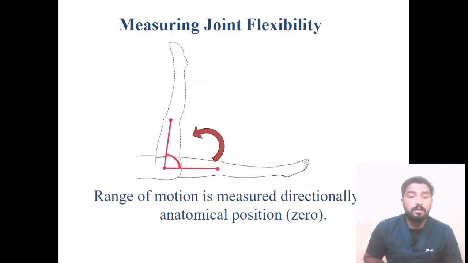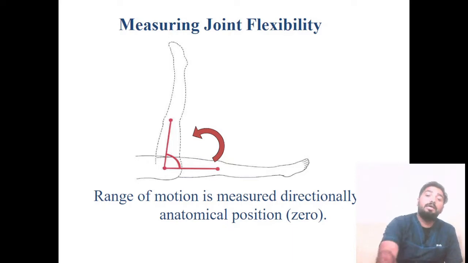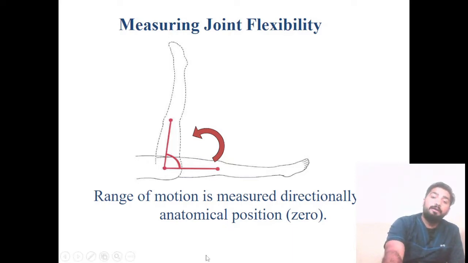So here is the measurement of the joint flexibility of the hip joint. From here, that is the anatomical position, and the hip is taken into full flexion, and the angle covered from the anatomical position to the end limit is the range of motion of the hip joint.